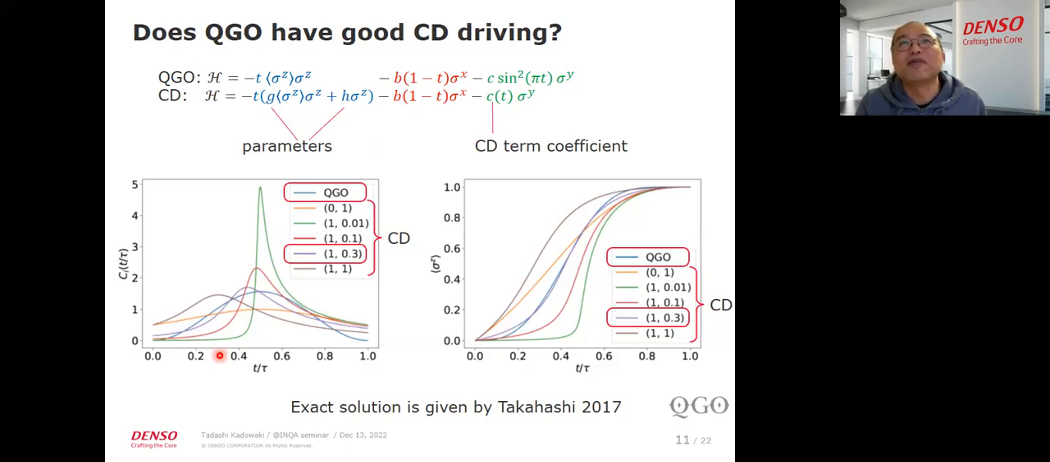And how close is this approximated counter-diabatic Hamiltonian to the exact Hamiltonian given by Tadashi? Okay, this is a time development of the magnetization for our QGO Hamiltonian and Tadashi's Hamiltonian exact solution for a specific parameter setting. We see a similar curve, blue and purple. And for this parameter, we can confirm the time dependence is in pretty good agreement, purple and blue here. So it's okay to use this approximation.